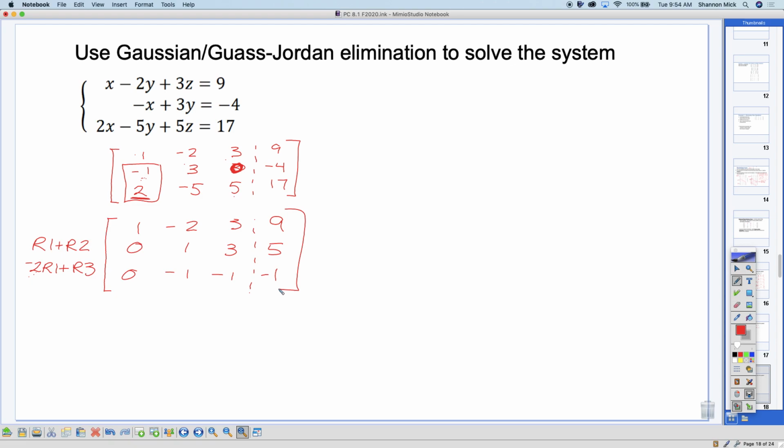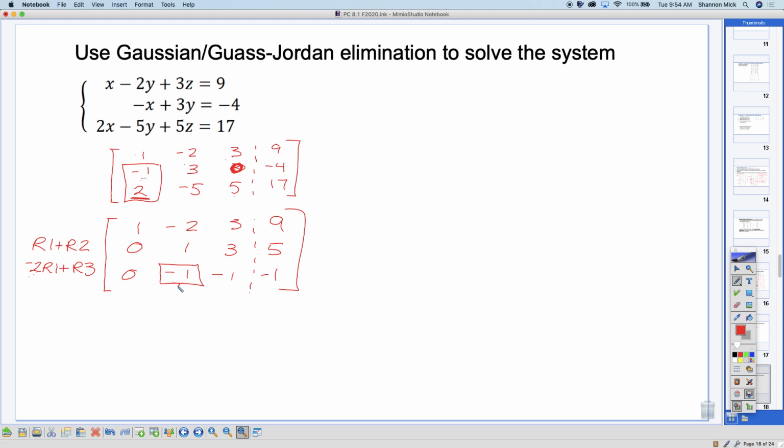Did you get 1, 3, 5, -1, -1, -1? Okay. So I cleared column 1. I need to clear column 2. So what row do I use? Row 3? No. Row 2. What column? Two. What row do I use? Two.